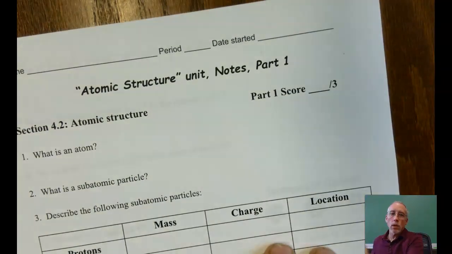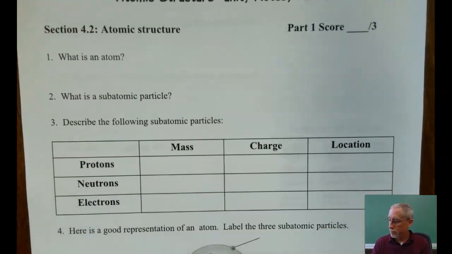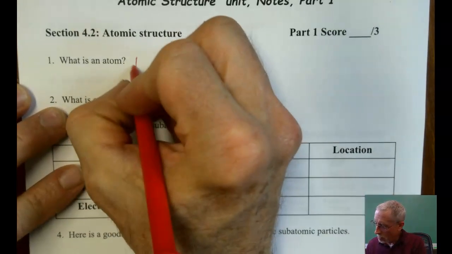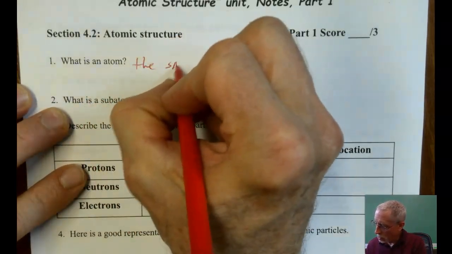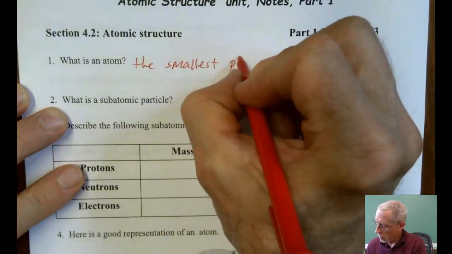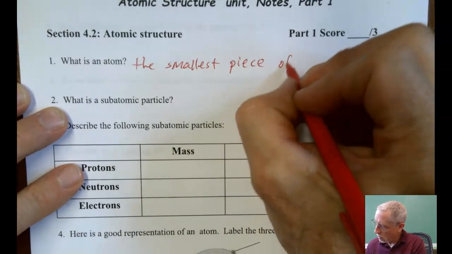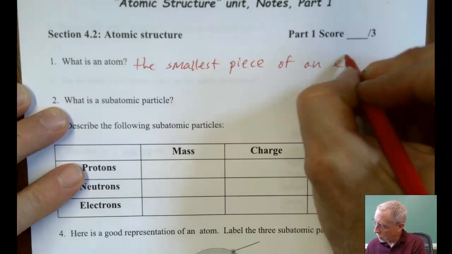So we're going to start with this basic question, and that is, what is an atom? An atom is the smallest piece of an element.